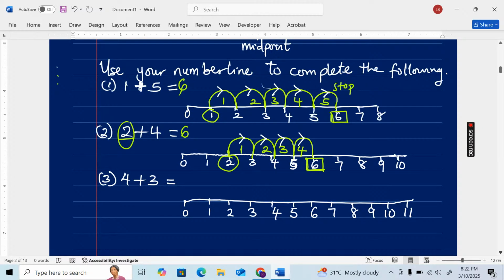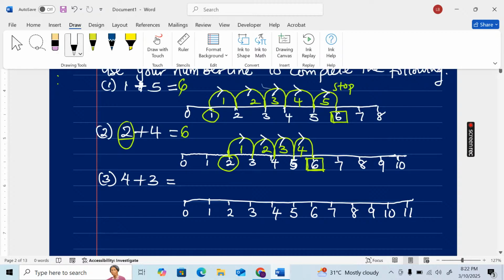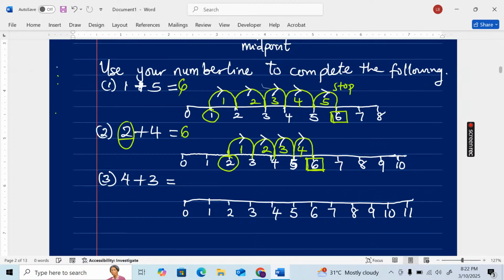Now, 4 plus 3, I'll have to move to number 4 on the number line. So in my question, 4 is the first number. Go to 4 on my number line. Then we are to add 3. When adding positive numbers on the number line, you move to the right. When subtracting, move to the left. So from the number 4, place your pen on it and count 3 curves to the right.